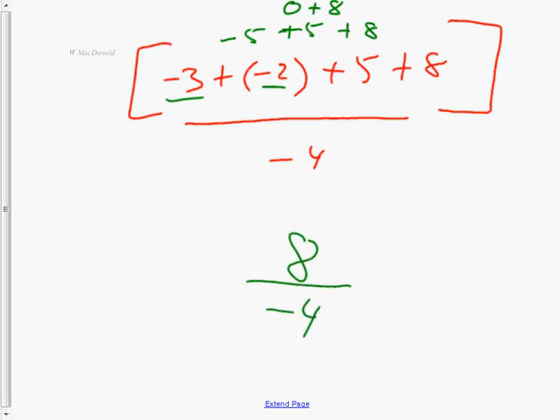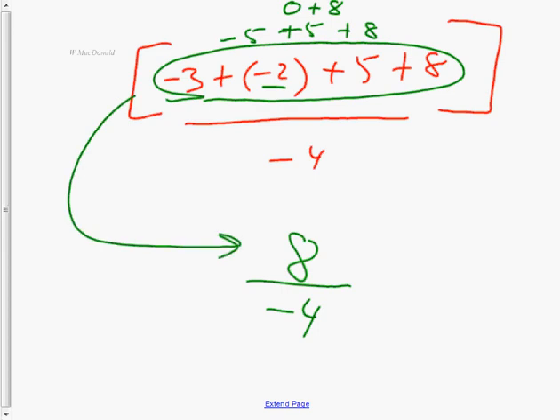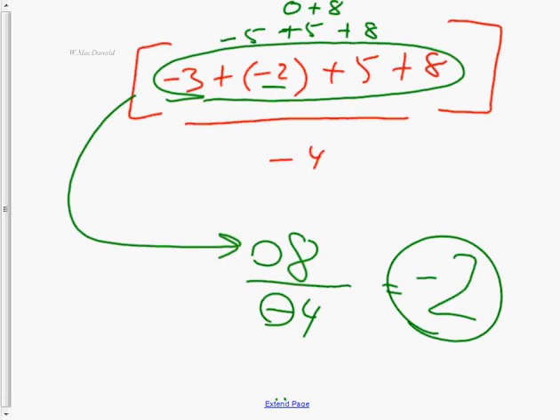So when I simplify this whole square bracket, I get 8. Now I have to keep my divided by -4 as my last step. 8 divided by 4 is 2. A positive divided by a negative, they're opposite signs, so my answer is -2. And yes, I know I used an equal sign, but I ran out of space.